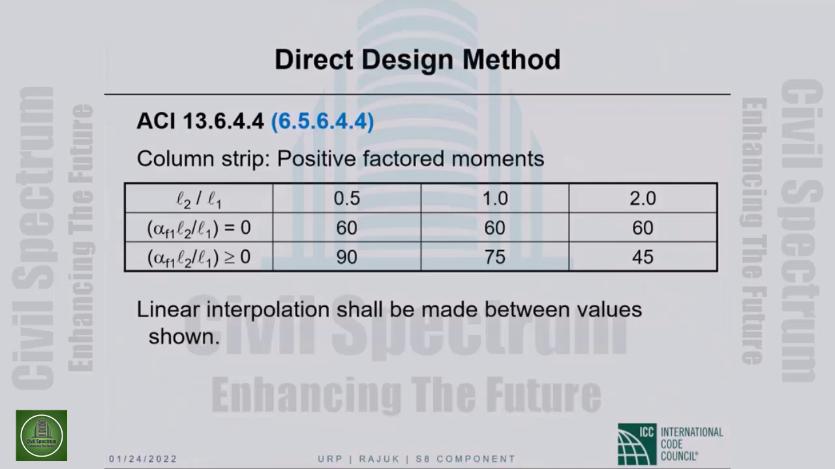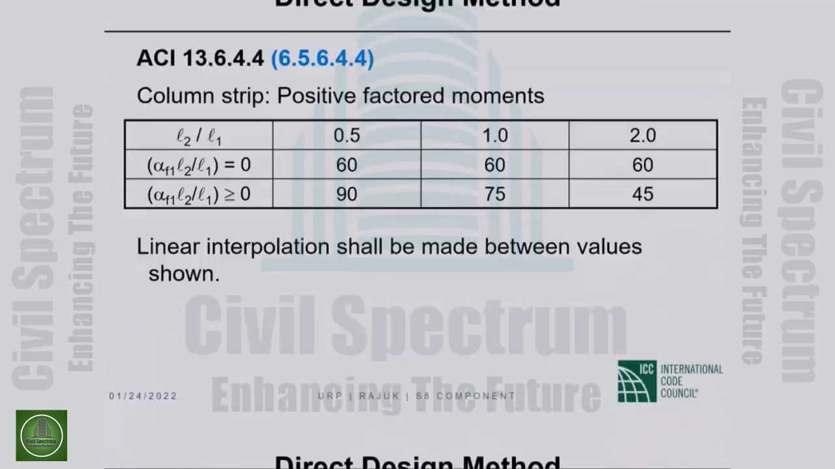So we talked about distribution of negative moment, interior negative moment, exterior negative moment. Now it is positive factored moment. How much goes to the middle strip, how much to the column strip. So this is our situation. No column line beam or column line beam isn't stiff enough. It is 60-40 distribution, as I mentioned earlier. 60% going to the column strip, 40% to the middle strip.